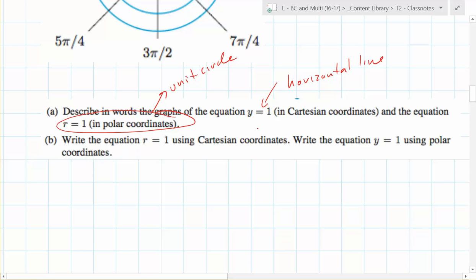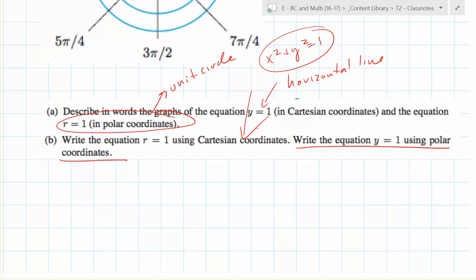What's kind of cool is that sometimes polar functions can be simpler than their Cartesian equivalent. We think polar is more complicated. Well, how do you write a unit circle in Cartesian coordinates? x squared plus y squared equals 1. That is more complicated than just r equals 1. Write the equation r equals 1 in Cartesian coordinates. We just did. Now write the equation y equals 1 in polar coordinates. That's the fun one.